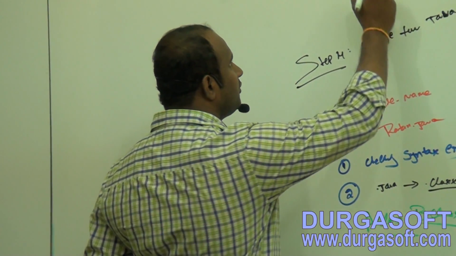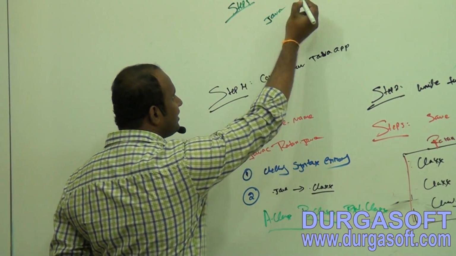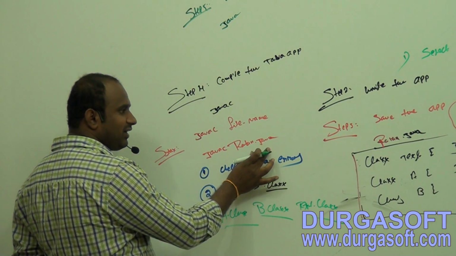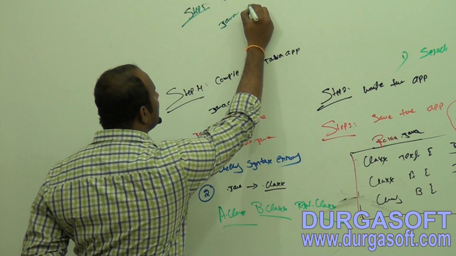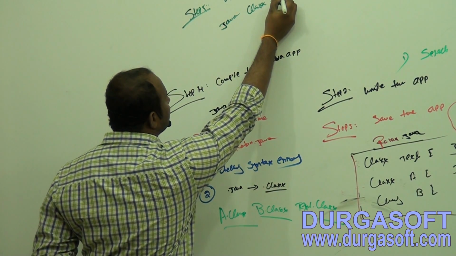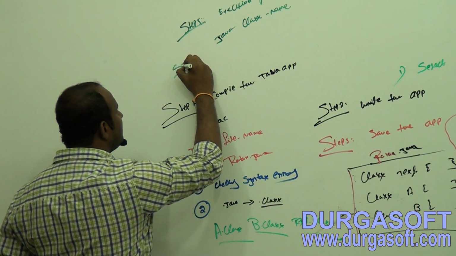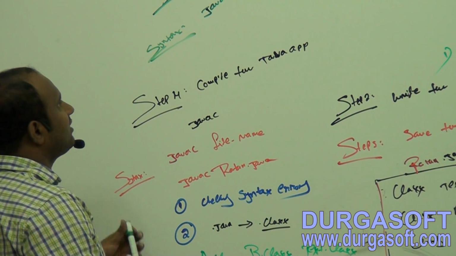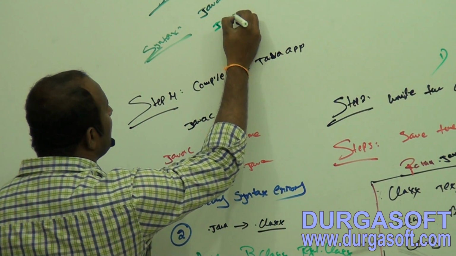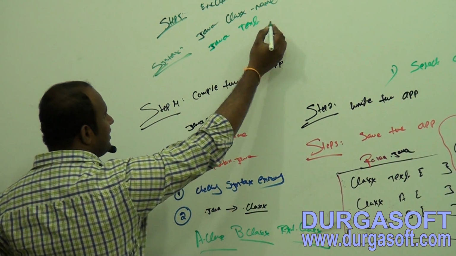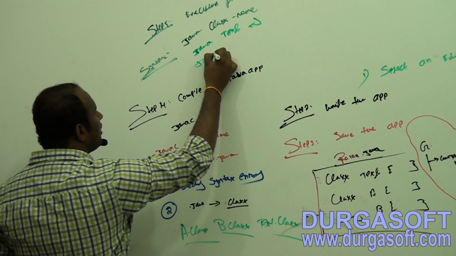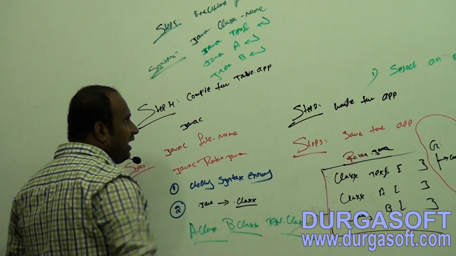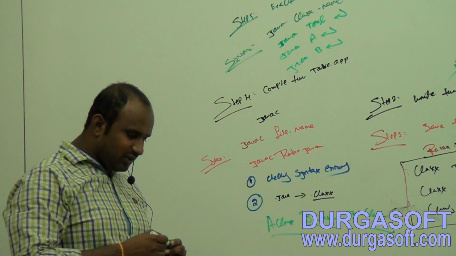Clear? Good. So for execution, the command name is java. Compilation is javac, execution is java. For compilation, what is the file name here? .java. For execution, java, and you write the class name. This is your syntax: java class name. So I am writing java. What is the class name here? Test class. Otherwise, A class, enter. Java, and the last class here, B class, enter. So that point is very, very important.